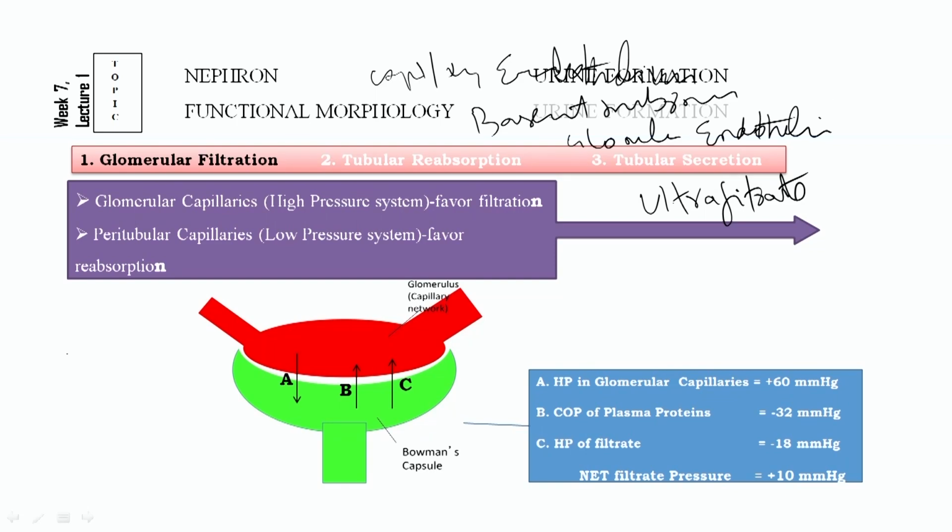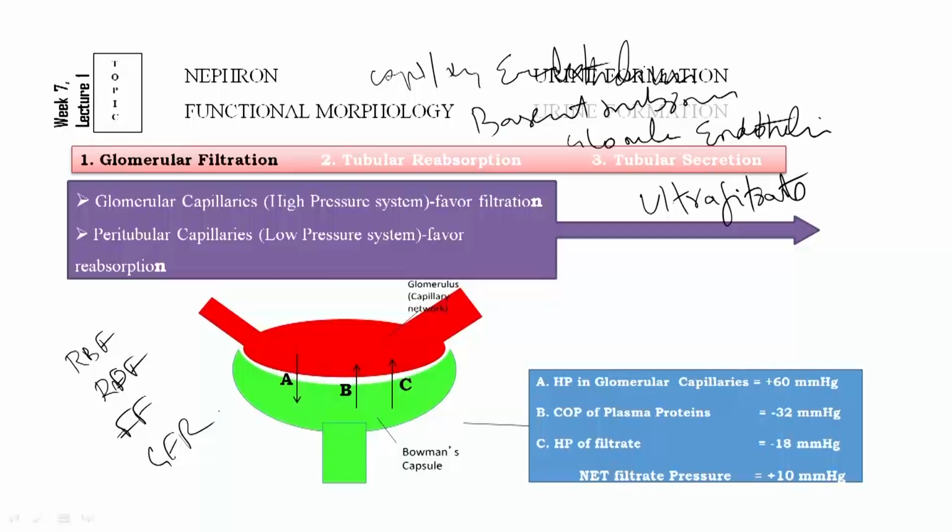Now in this glomerular filtrate, you must know certain terminologies such as RBF and RPF. RBF is the renal blood flow, and RPF is renal plasma flow. Renal blood flow is the rate at which blood flows to the kidney, whereas renal plasma flow is the rate at which plasma flows to the kidney, right? In addition, there is FF, the filtration fraction, and GFR, the glomerular filtration rate. That is the rate at which blood enters and the filtrate is formed. That is the glomerular filtration rate, GFR.